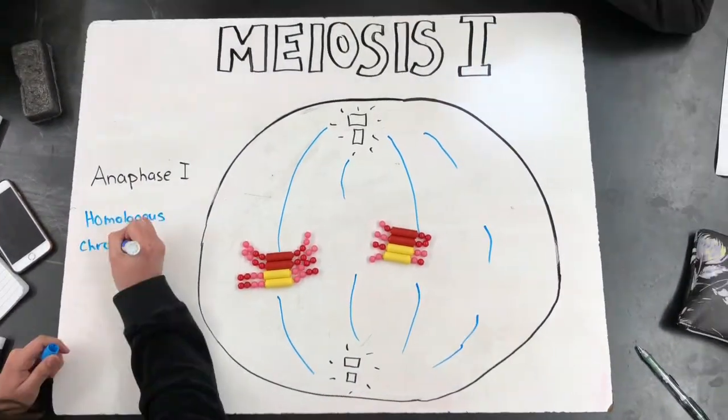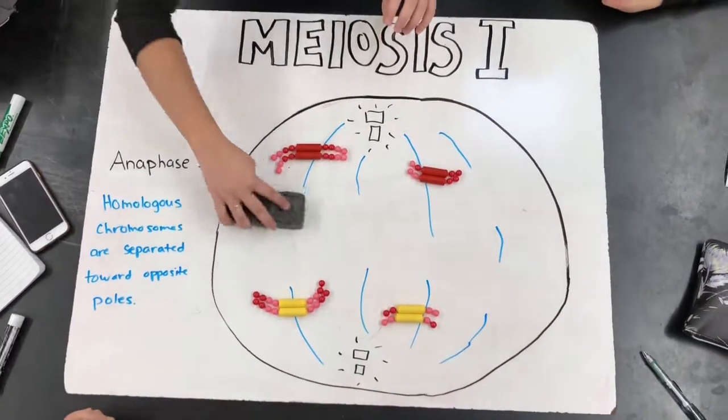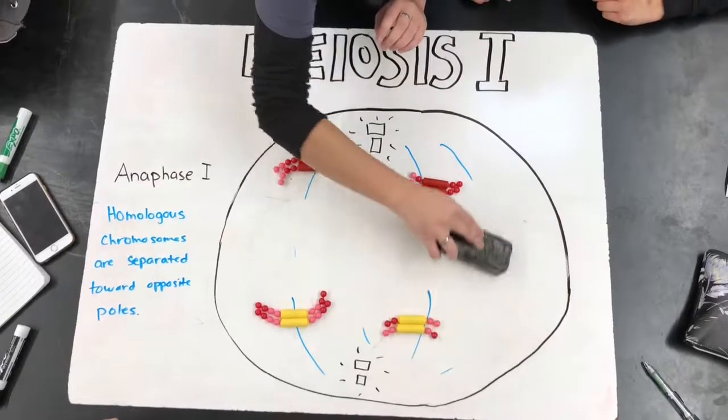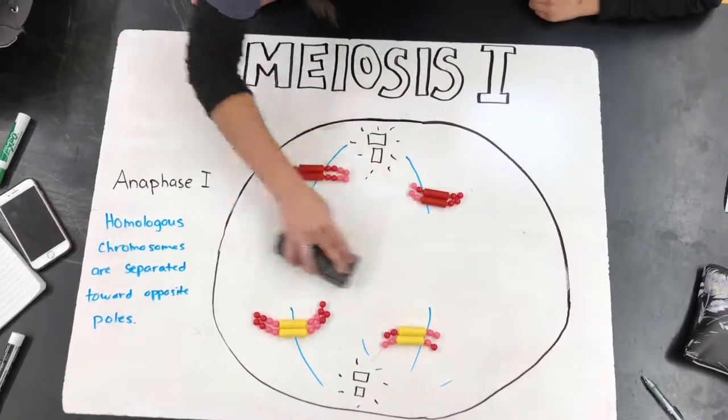Anaphase 1. In anaphase 1, homologous chromosomes are separated randomly towards opposite poles in the cell. The random separation is called independent assortment and results in genetic variation.